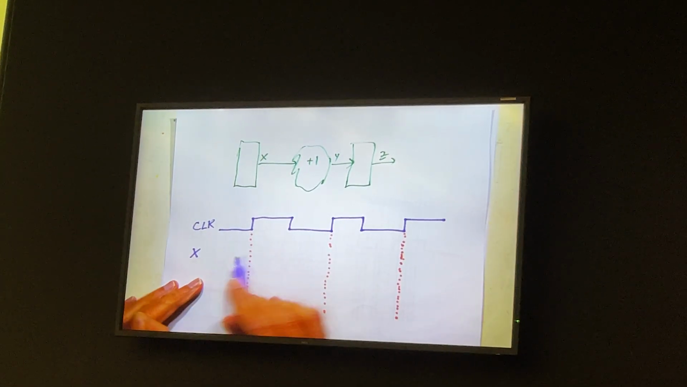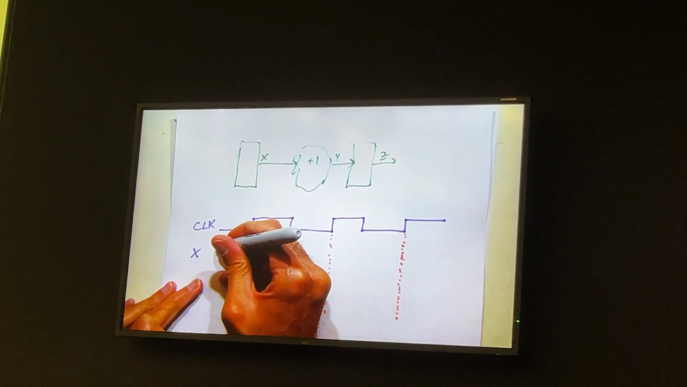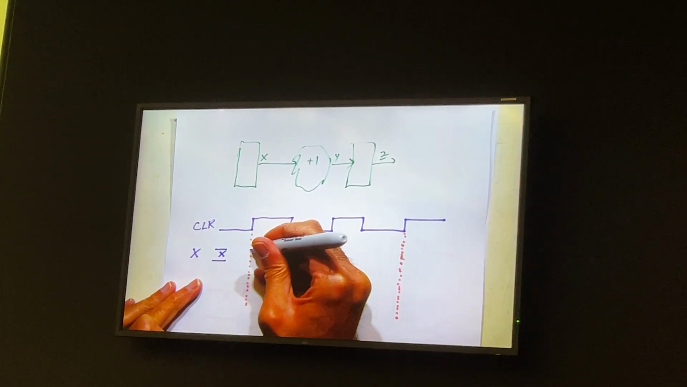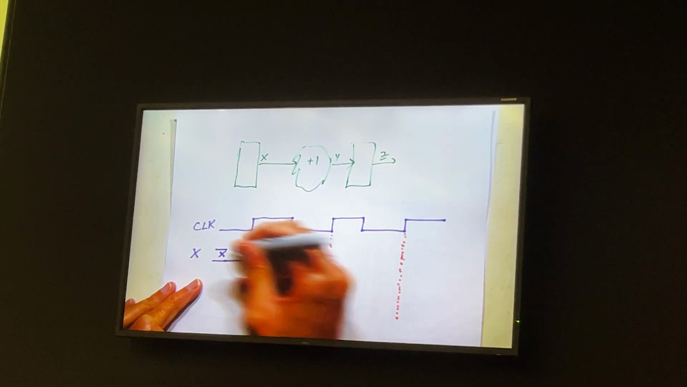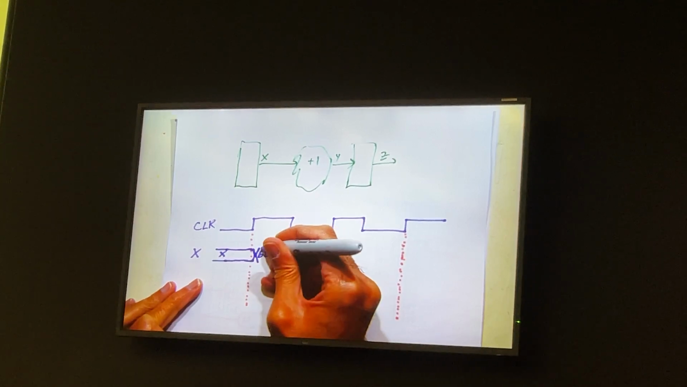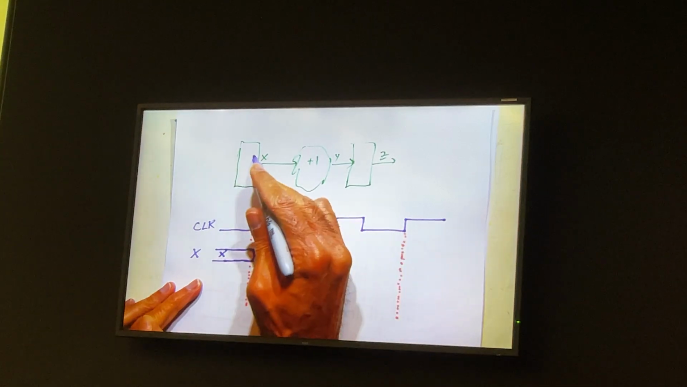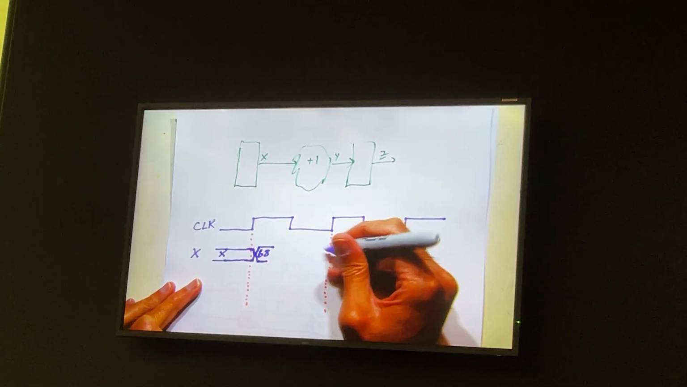So X is going to change slightly after this rising edge. It's going to be something, whatever it is. So right after this rising edge, it's going to change to 68. And it's not going to change, because this is like a sequential circuit, it's not going to change again until slightly after this rising edge.